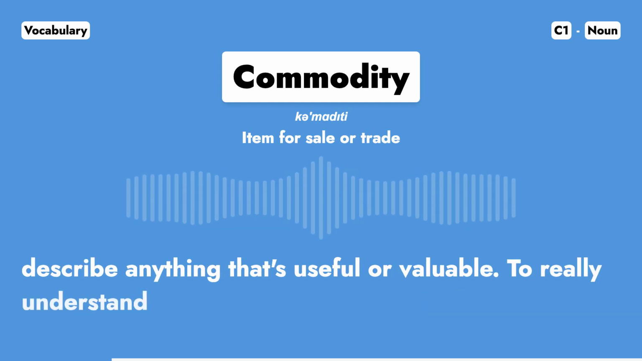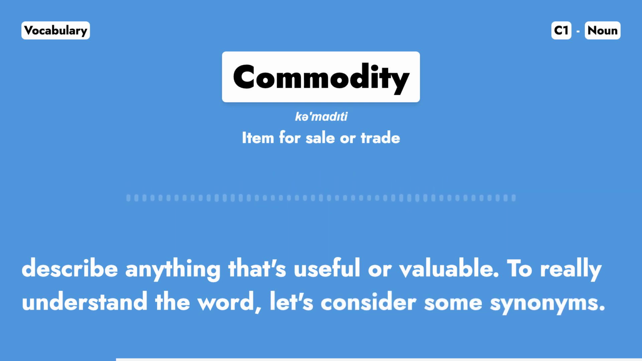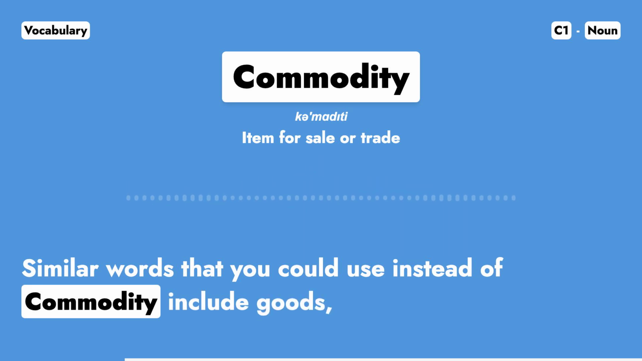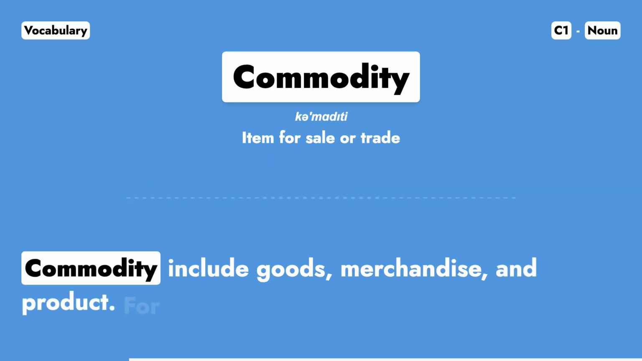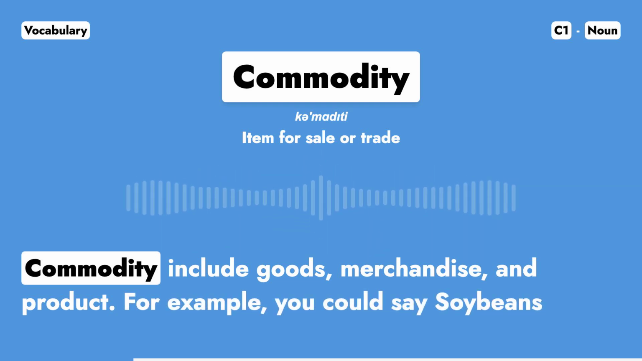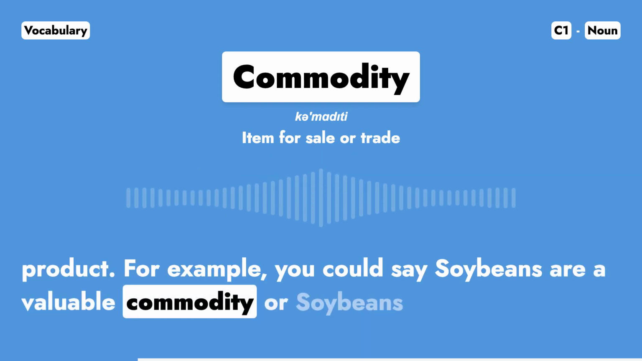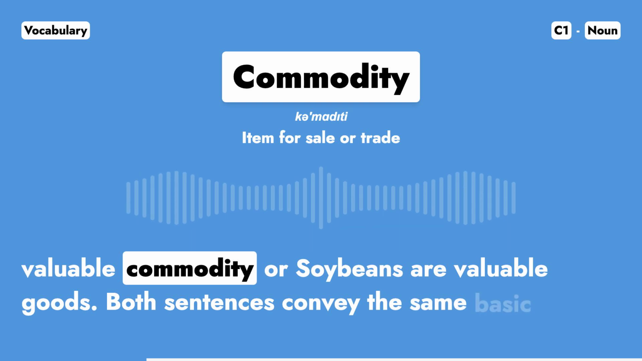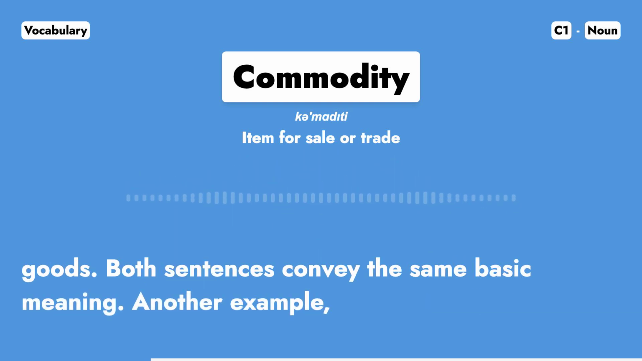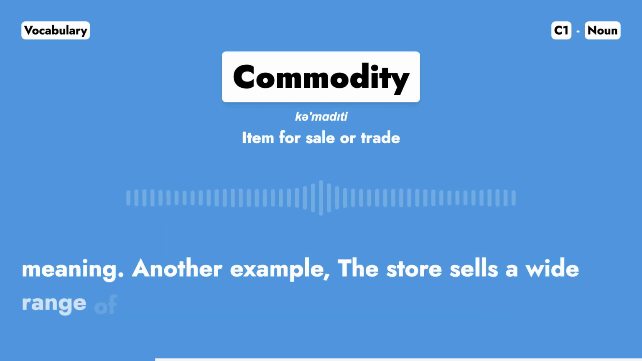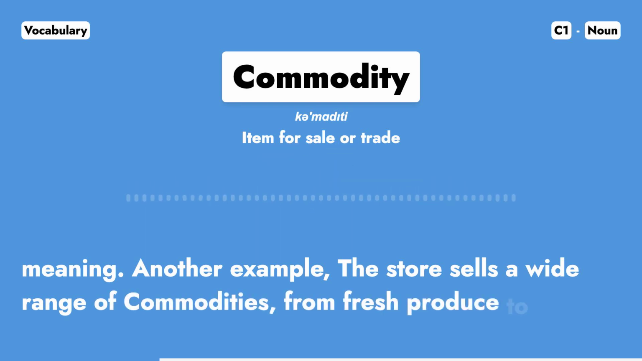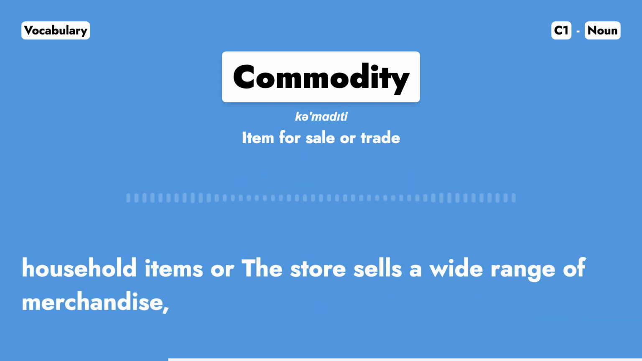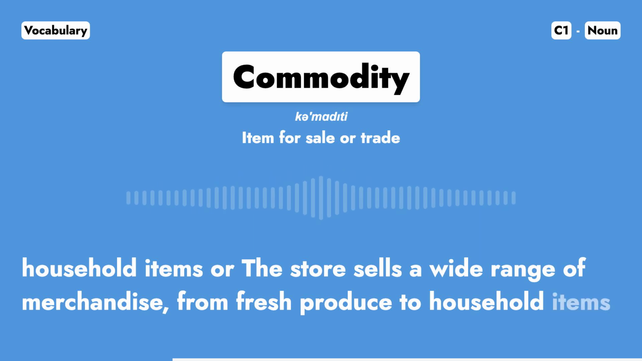To really understand the word, let's consider some synonyms. Similar words that you could use instead of commodity include goods, merchandise, and product. For example, you could say soybeans are a valuable commodity or soybeans are valuable goods. Both sentences convey the same basic meaning. Another example, the store sells a wide range of commodities, from fresh produce to household items, or the store sells a wide range of merchandise, from fresh produce to household items.